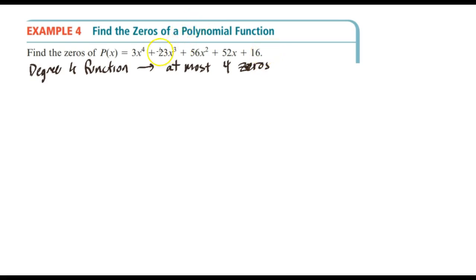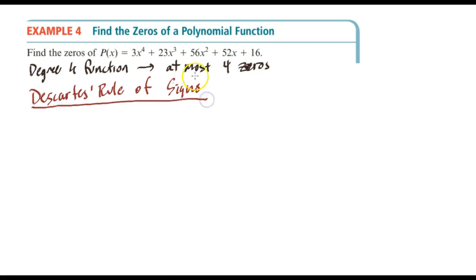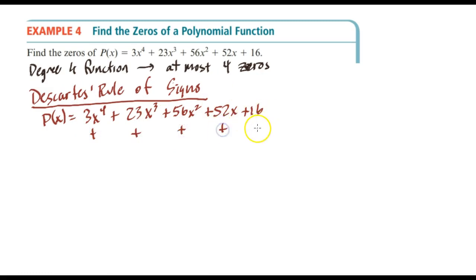Descartes' rule of signs. So Descartes' rule of signs, I'll write that down. We look at the function p of x, which is just itself, and we want to see how many sign changes we have. Okay, so notice that this is positive, positive, positive, positive, positive. Okay, so there's no sign changes. It's always positive. It never switches from positive to negative or negative to positive.